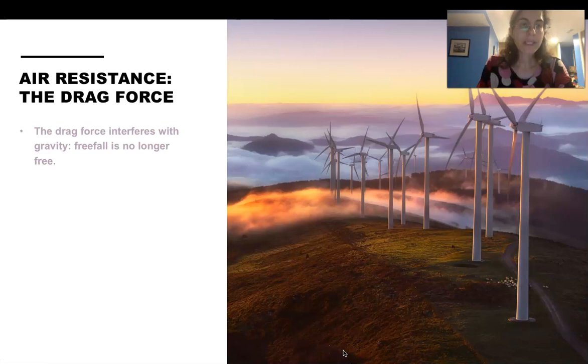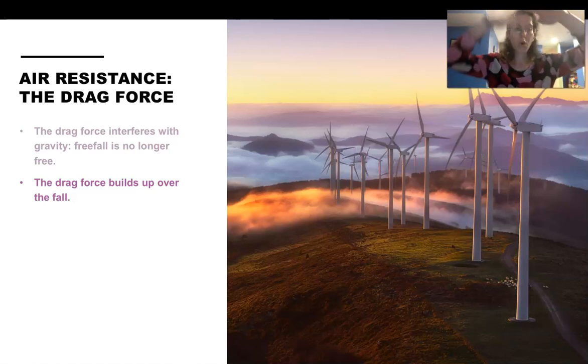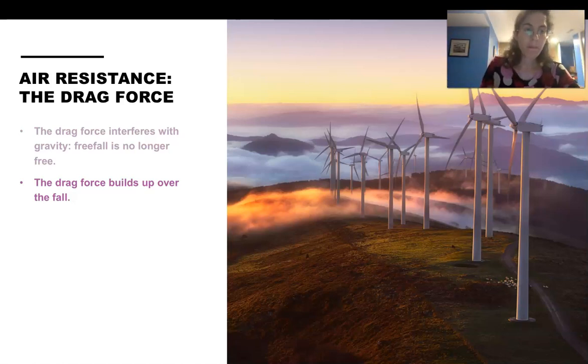Let's talk about air resistance that interferes with gravity. The drag force is a second separate force. Free fall is no longer free of outside interference. Now we've got 2 forces. The drag force builds up over the fall. The more fall you have, the more drag force there's going to be, and that means the object does not pick up as much speed as expected.